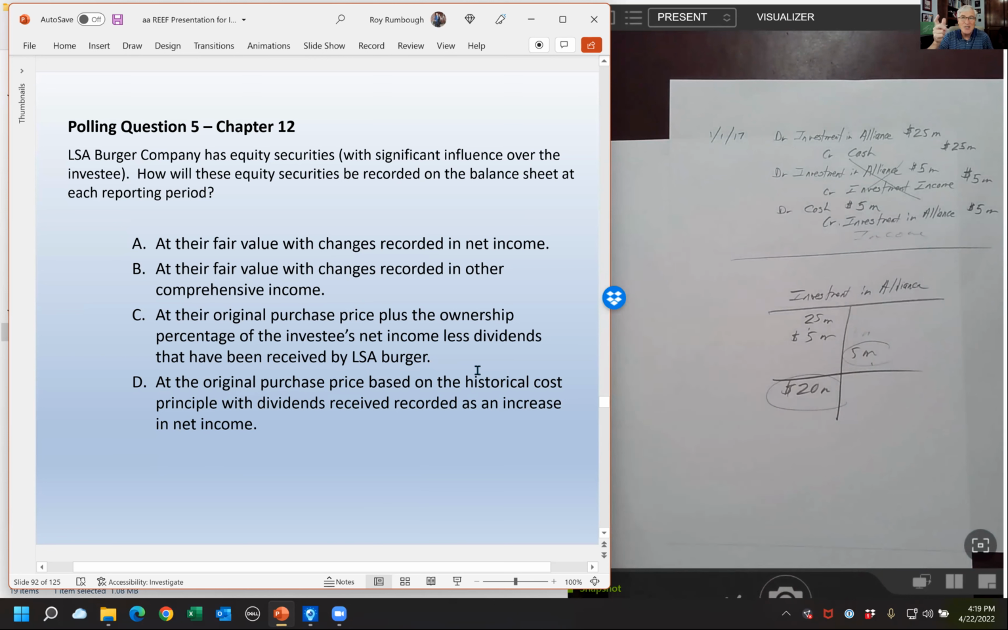Shareholders vote, and we own 51% of the company and the votes. Therefore, we consolidate. Those financial statements are our financial statements. I think that's the last one.